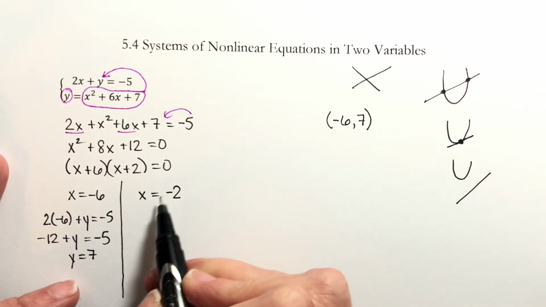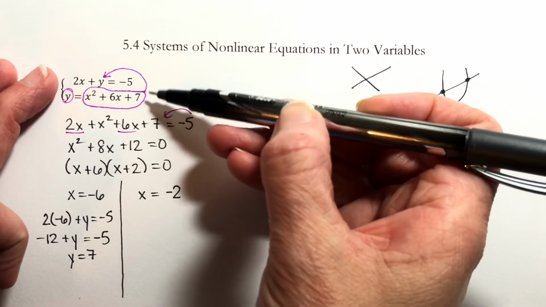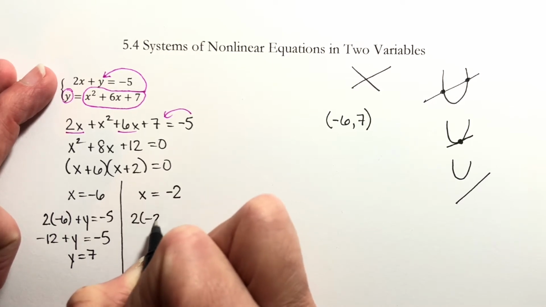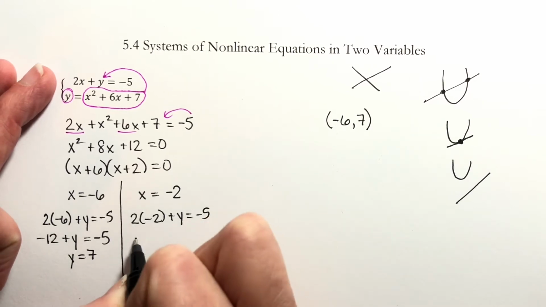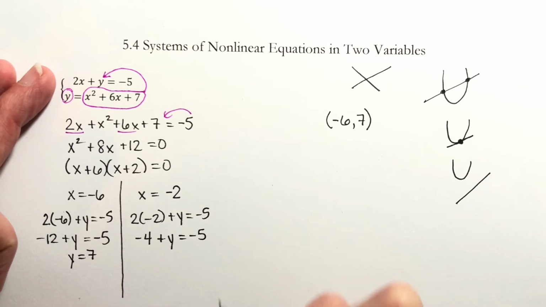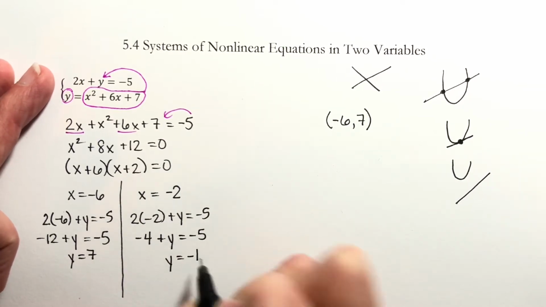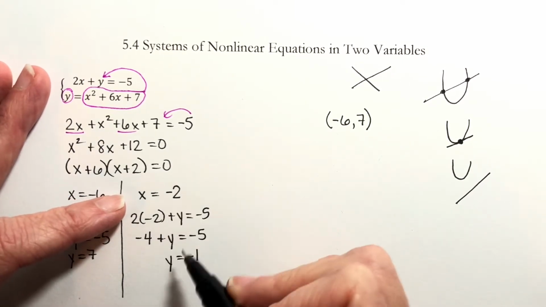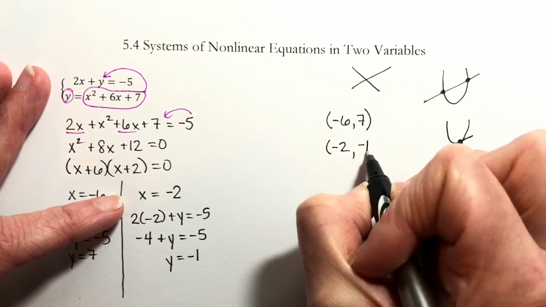Now let's find this one. I'm going to take this x value and plug it in up here. Again, I could have done it right here as well. It's up to you. So that would be 2 times -2 plus y is equal to negative 5. Negative 4 plus y is equal to negative 5. And y is equal to negative 1. So that means our second solution to this system is the point negative 2, negative 1.